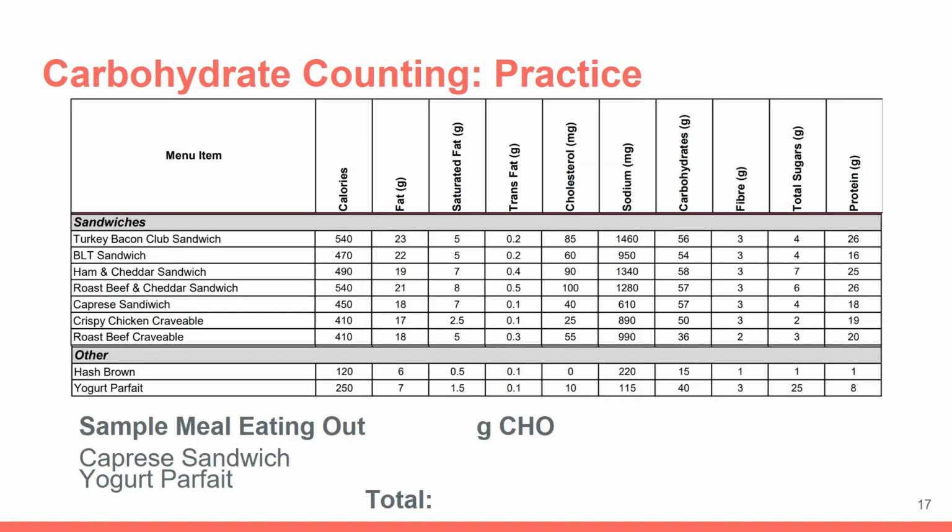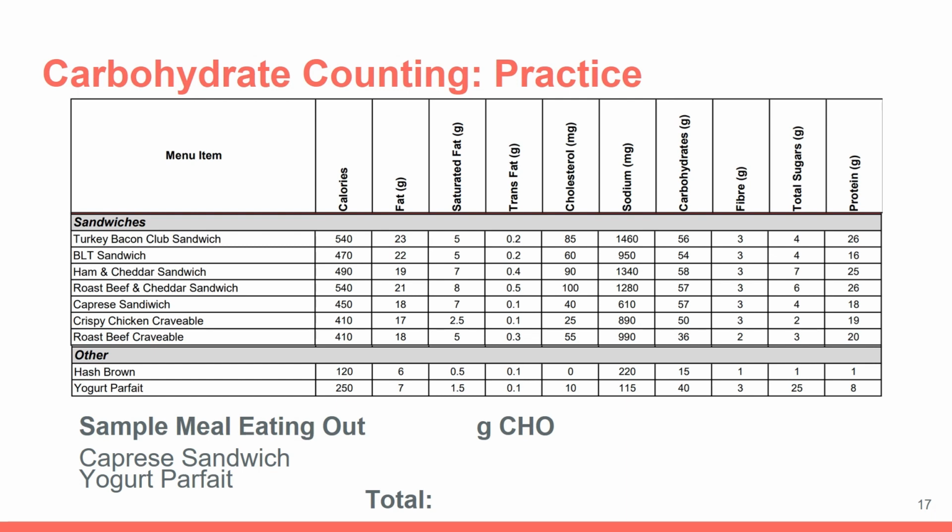It's time to look at an example of carbohydrate counting while eating out. Imagine you are in a rush and did not have time to pack yourself a lunch. You see a Tim Hortons and decide to get a caprese sandwich and a yogurt parfait for lunch. How do you figure out how many carbohydrates are in this meal?